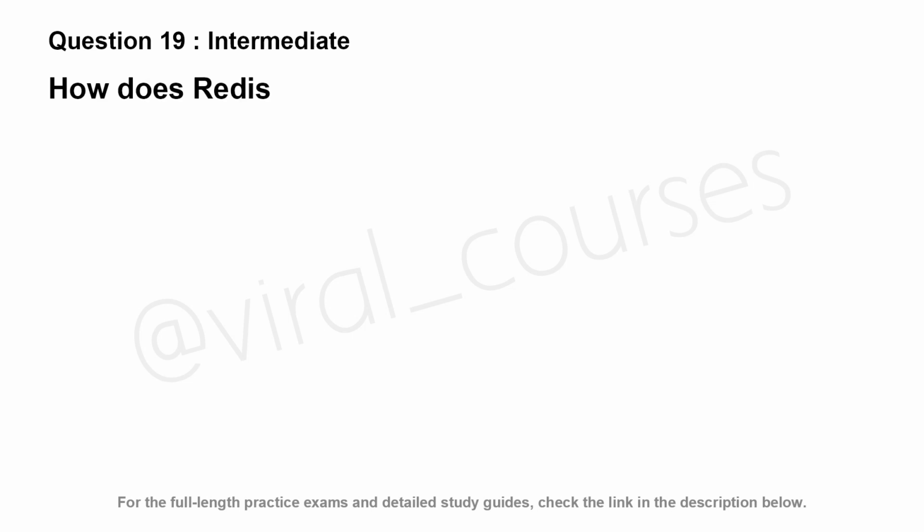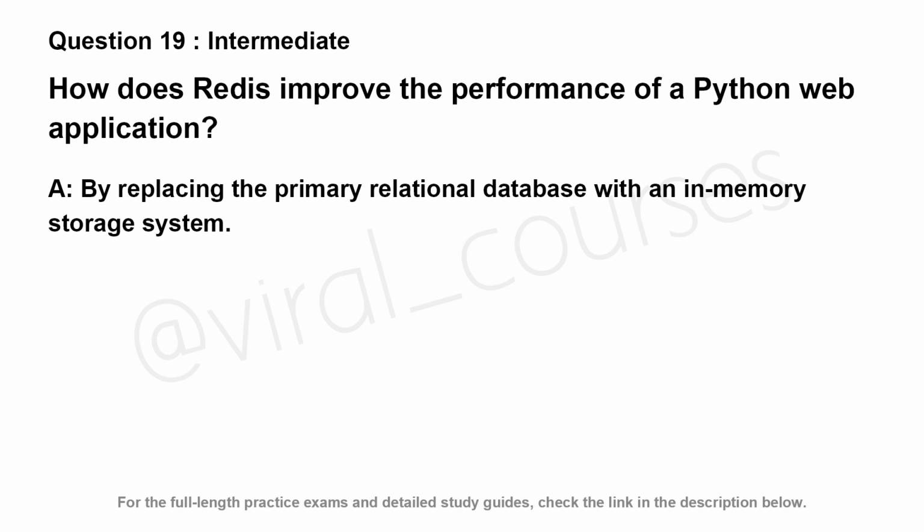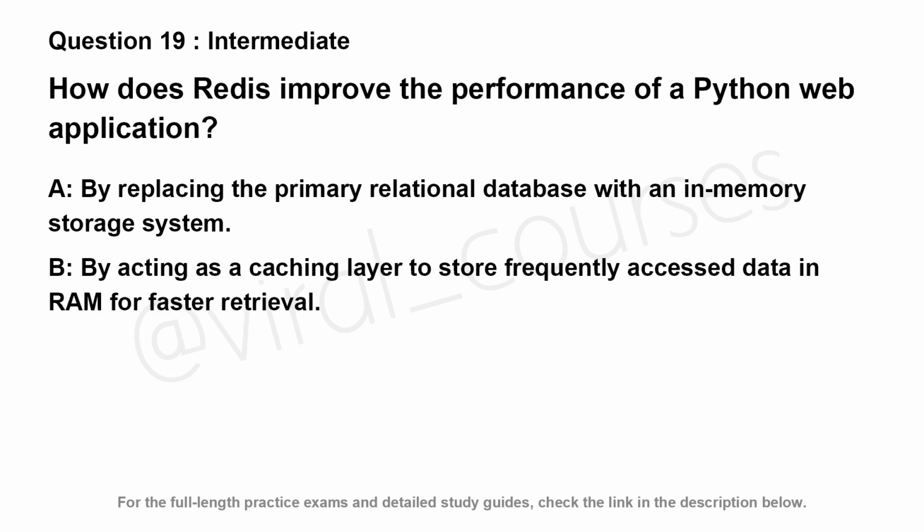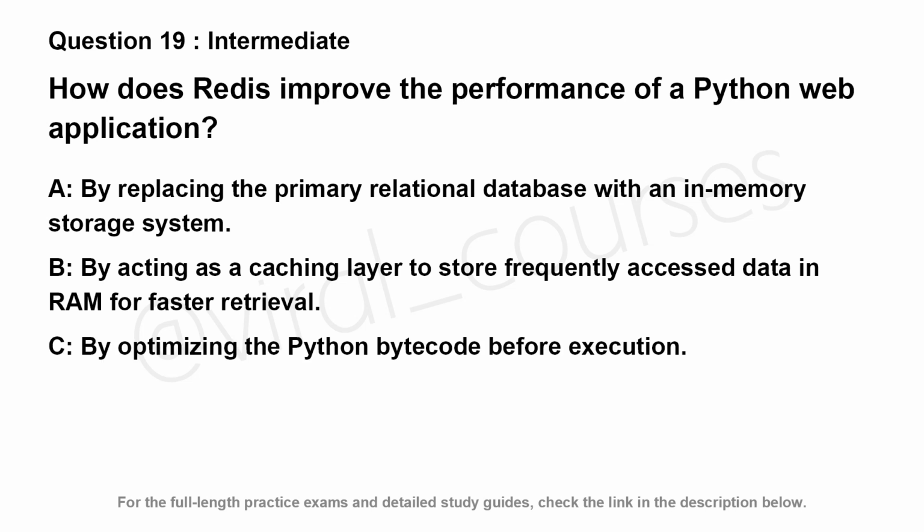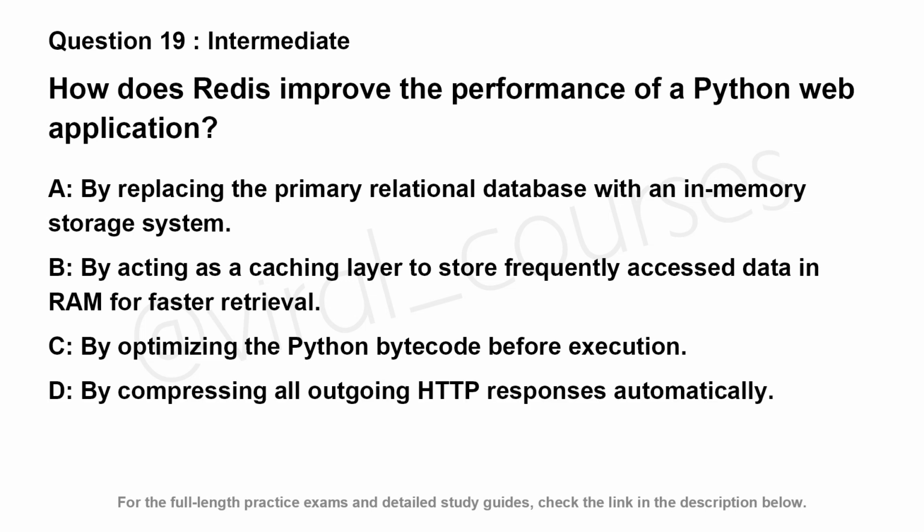How does Redis improve the performance of a Python web application? Option A. By replacing the primary relational database with an in-memory storage system. Option B. By acting as a caching layer to store frequently accessed data in RAM for faster retrieval. Option C. By optimizing the Python bytecode before execution. Option D. By compressing all outgoing HTTP responses automatically.